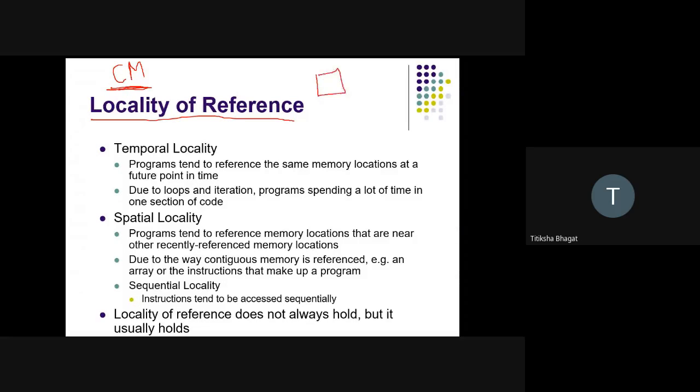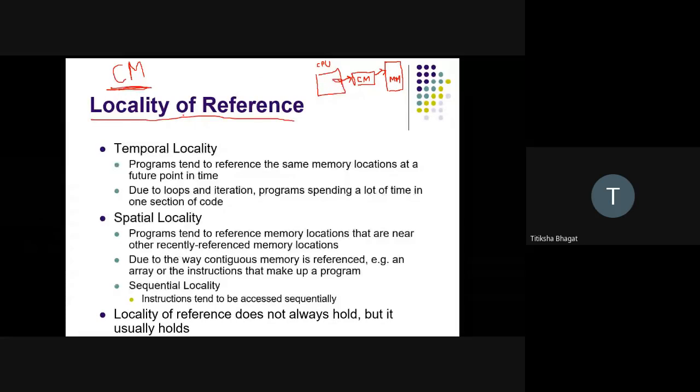So we know that this is our CPU. This CPU makes use of this cache memory, and then it has the main memory. If the CPU wants to search for data, it will first search in the cache memory. If it is not found, then the CPU will search in the main memory. So this is the process.